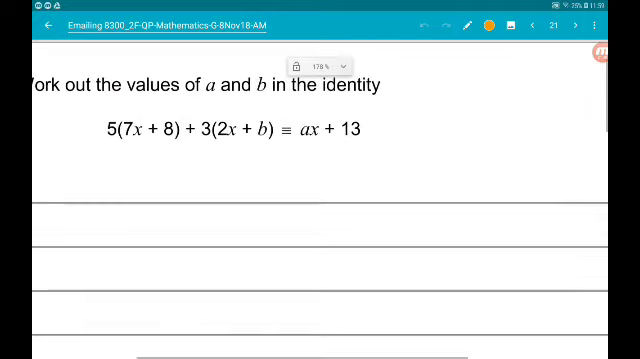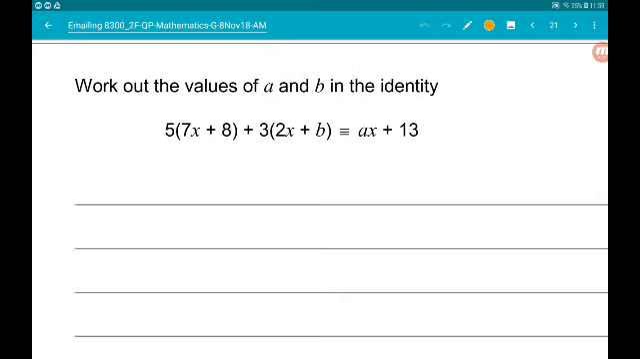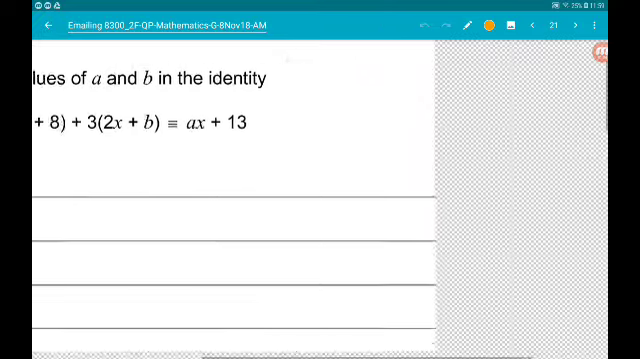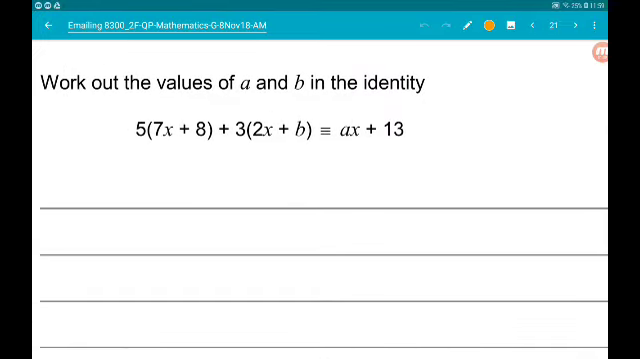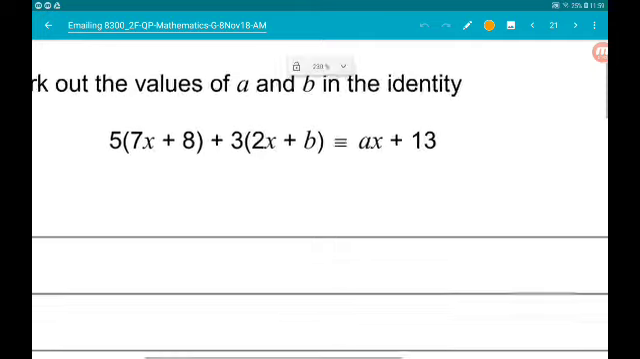Question 20. Very strange to see this on a foundation paper. So it's 4 marks. We want to work out the values of a and b in the identity: 5 lots of (7x + 8), add 3 lots of (2x + b), is identical to ax + 13.